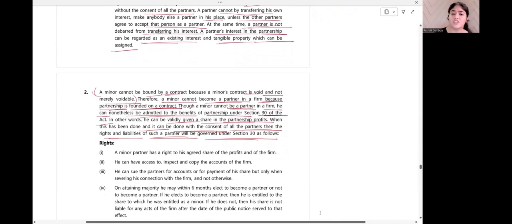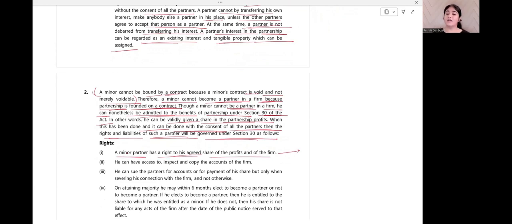Just directly go to the rights of partnership. You have to mention that a minor will be admitted only after consent of all partners. And what are the rights of a minor? Let's see. A minor partner has a right to his agreed share of profit and of the firm.